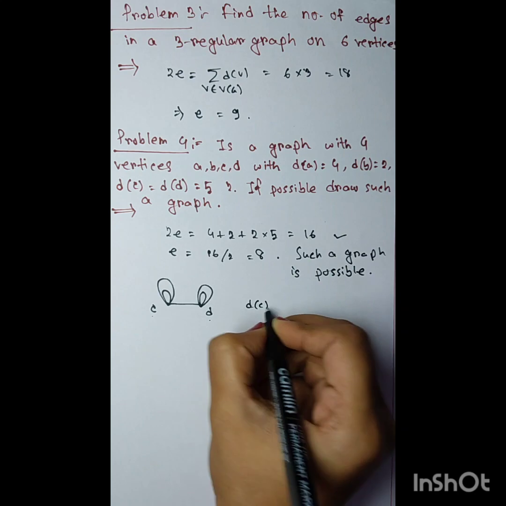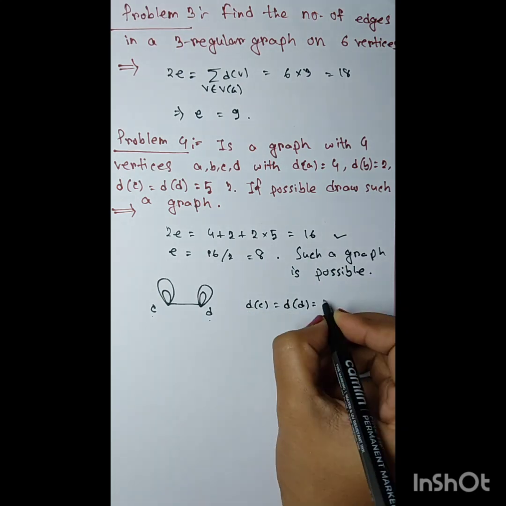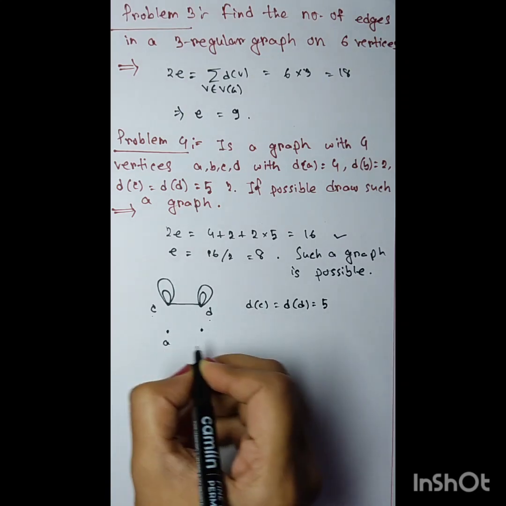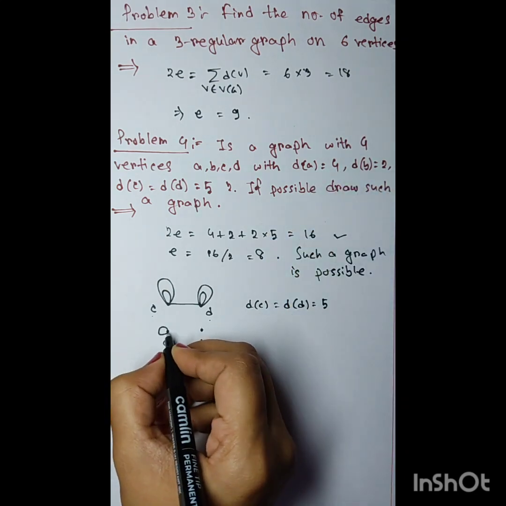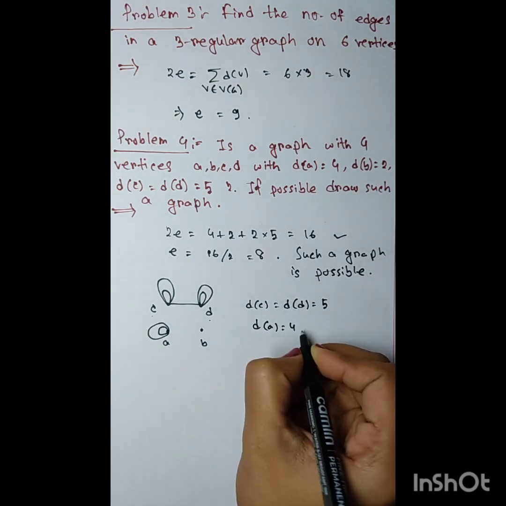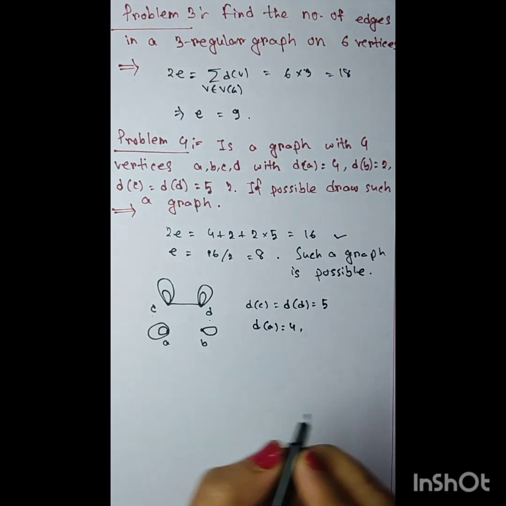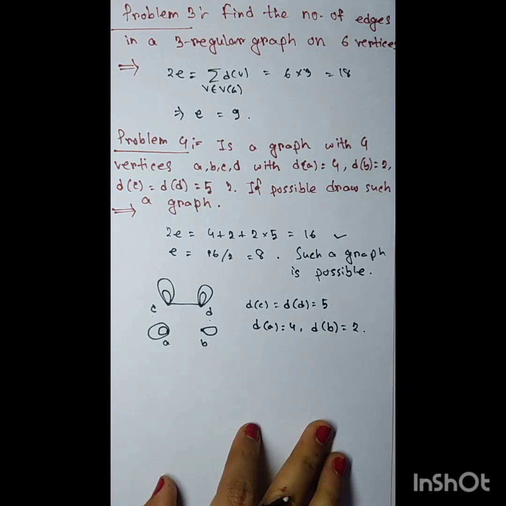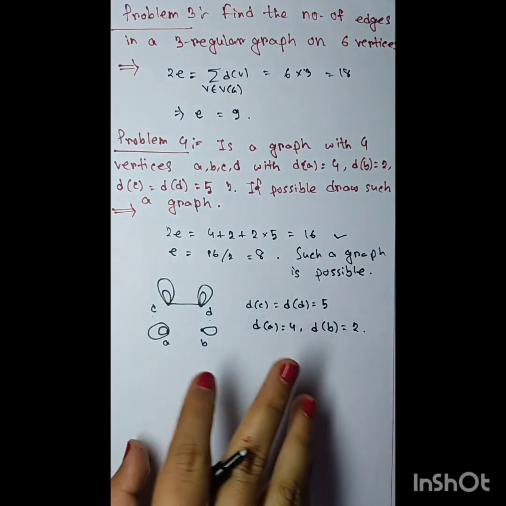So the degrees of C and D we have already shown to be 5. Now we have another 2 vertices, A and B, and we have to make A of degree 4, so we have to draw 2 loops here. So now degree of A is 4, and degree of B is 2, so we need to draw only 1 loop. So degree of B is 2. So it is the easiest way to draw a graph. If a graph is possible, then we can draw a graph like that.